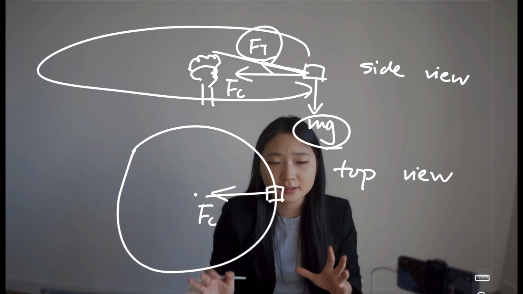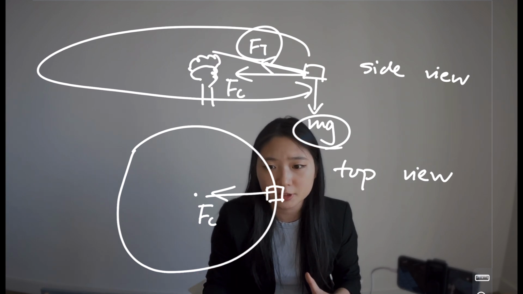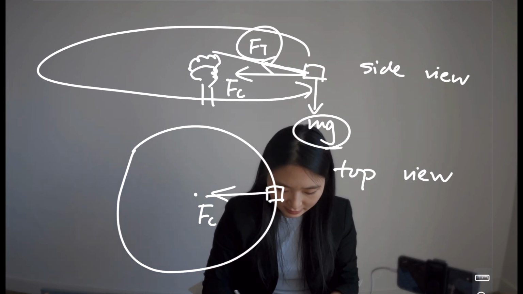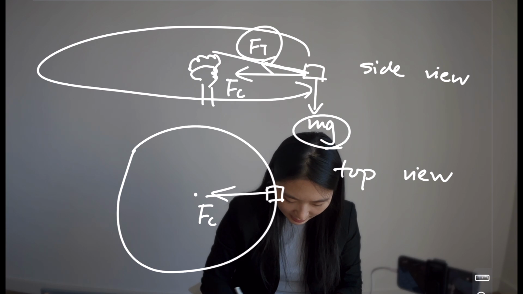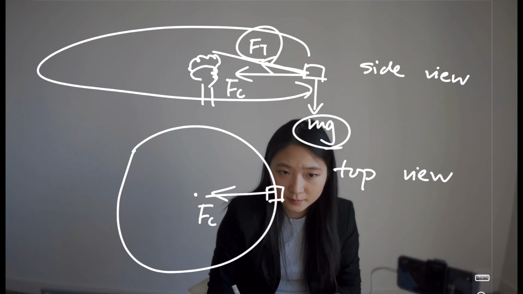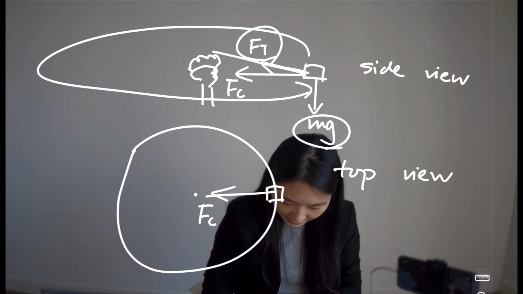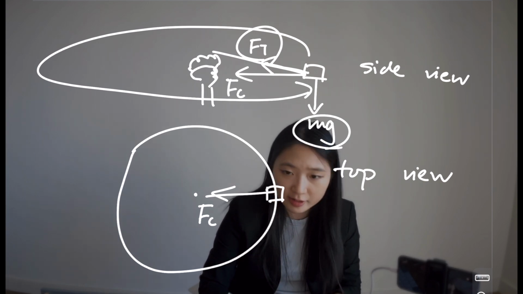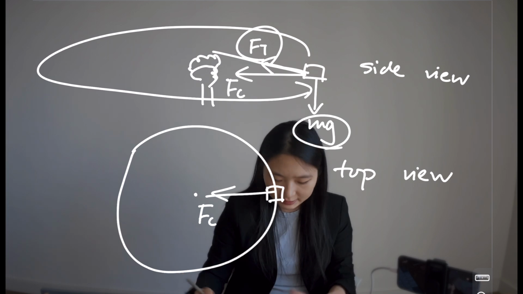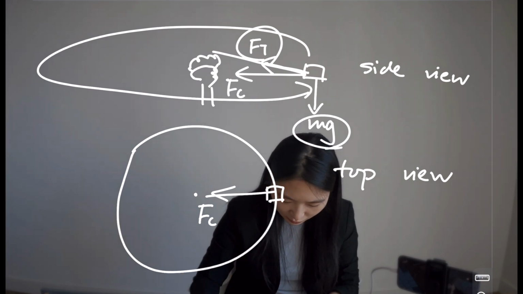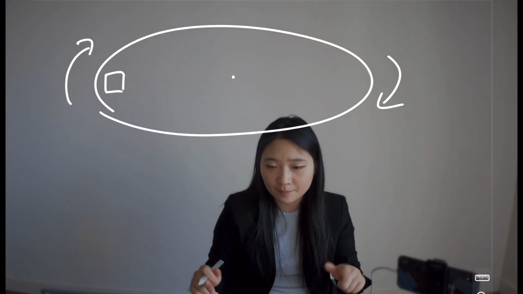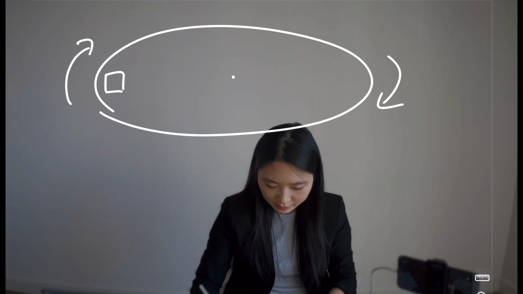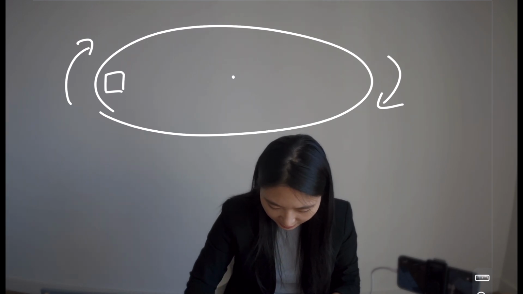Next, I'm going to discuss the horizontal circular motion situation of an object on a disk. So let's say here is a disk, and then an object is placed close to the outer edge of the disk. And this disk is doing a circular motion in the clockwise direction. And again, this is the side view.